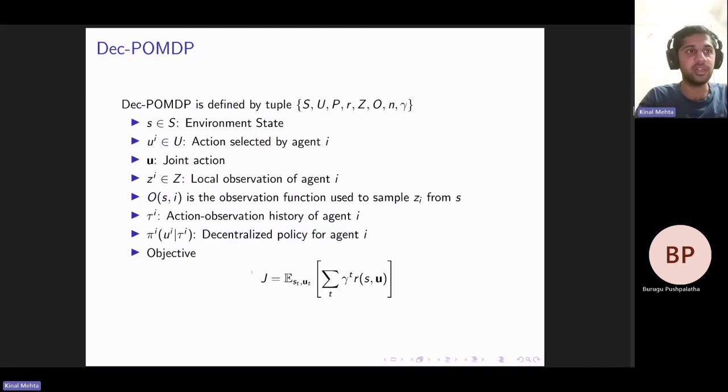And there is a common objective. We said that there's centralized training, so for the centralized training, there's a common objective, that is maximizing the reward, given that it starts in state S, and the entire joint action taken by all the agents combined in the environment is U.